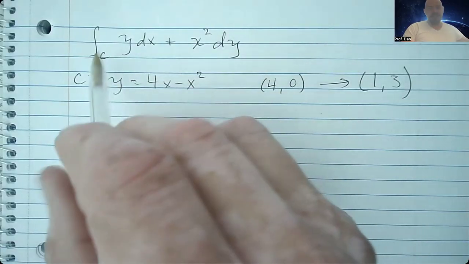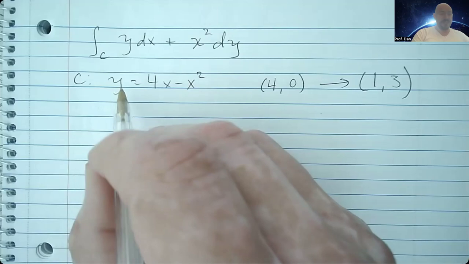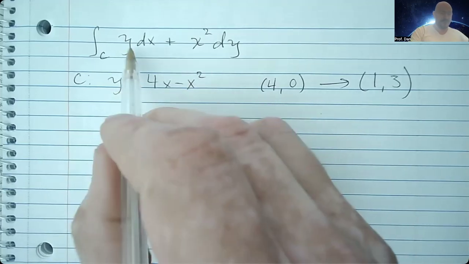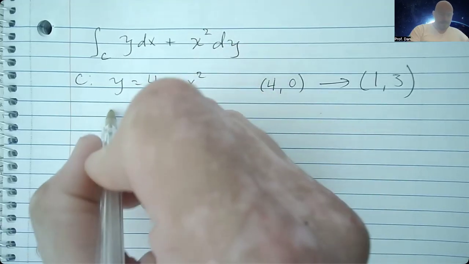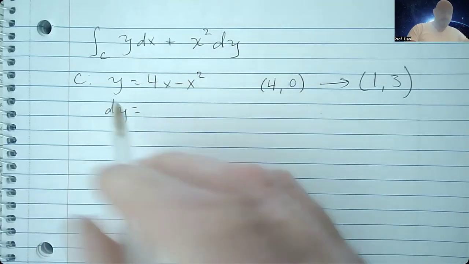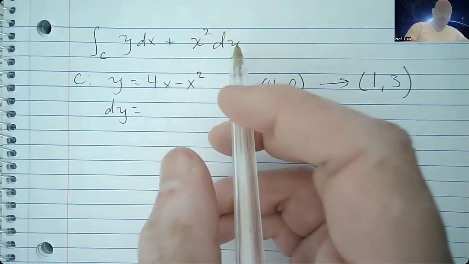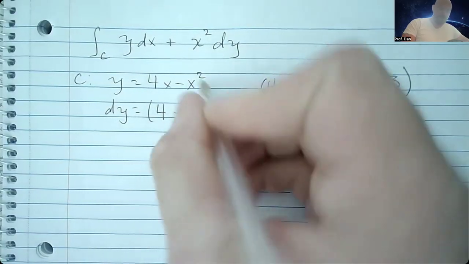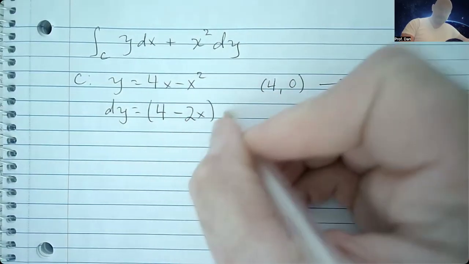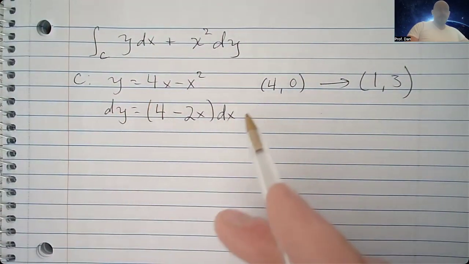I can actually rewrite the entire integral in terms of just x, because I, first off, already have something to replace the y with. And if I take the derivative of this, similar to how we do with u sub, I'll get something to replace the dy with. So derivative of 4x, we get 4. Derivative of x squared, we get 2x. And so I can replace the differential dy with this.